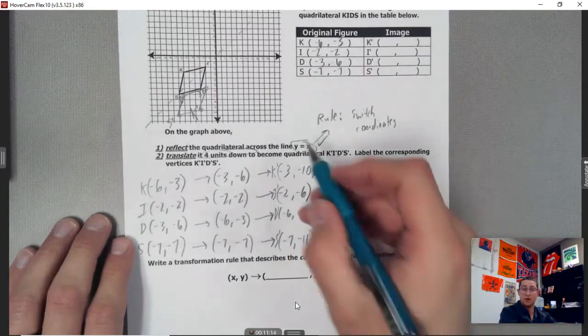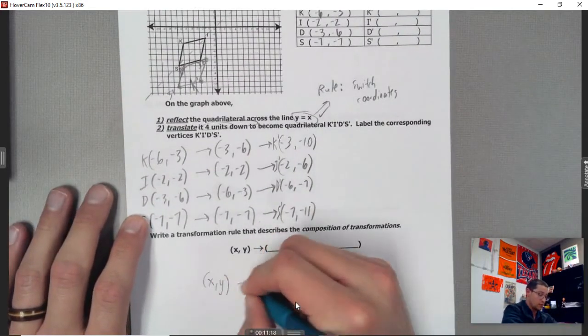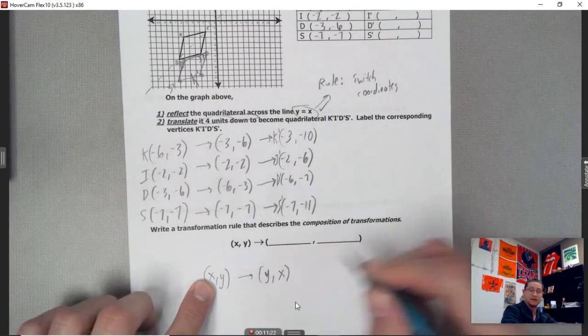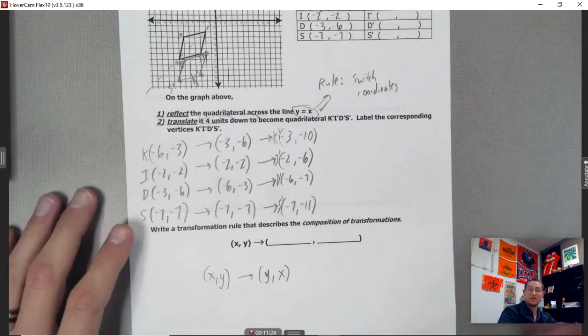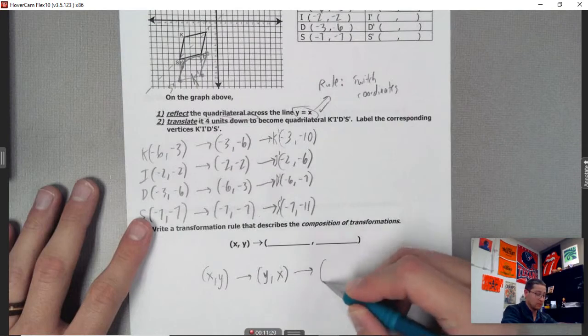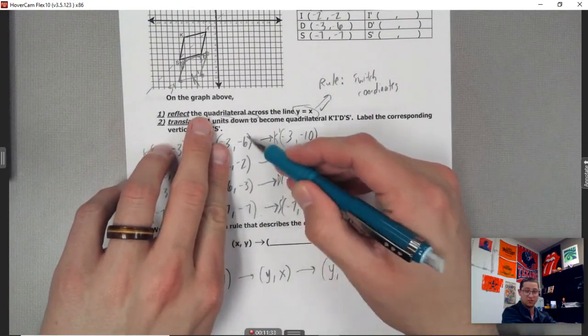All right, so let's talk about the intermediate step. I started the rule. First, we're going to flip it, so it's now y comma x. And then we're going to be shifting down. So this is like my new y. So this other part, we were working with this section. So the rule, right?